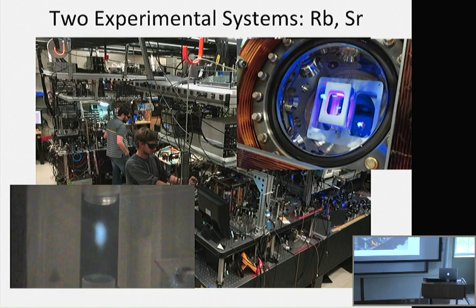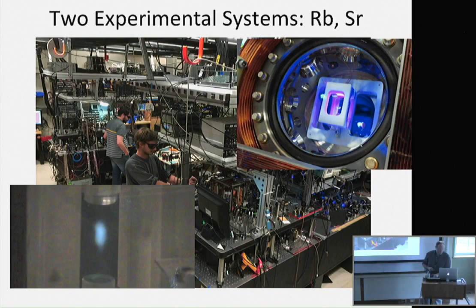On the strontium side, this is actually the spacer. It's a Mach-Zehnder spacer. There's a mirror here and a mirror here. Again, about 5 centimeters is the typical length here. That little smudge is laser cooled strontium atoms, which are going to be loaded into a similar configuration inside that cavity. Those are the two main experimental configurations.